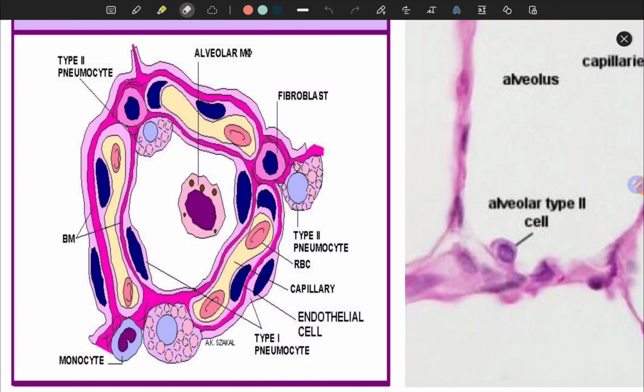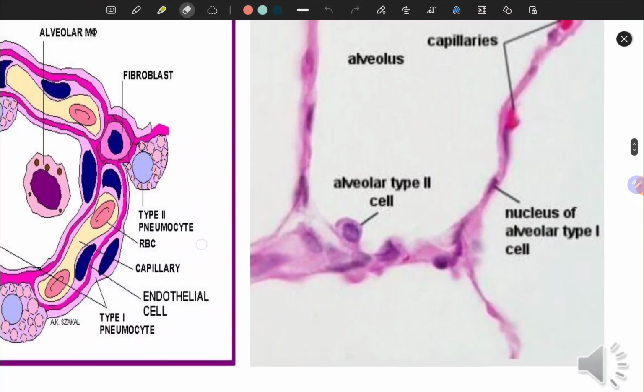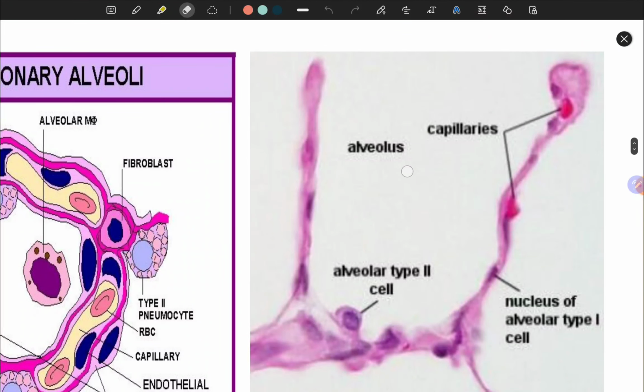On the left side, you can see the sac here. This is the cavity of the sac. This is the wall of the alveolus, or the wall of the sac. You can see a group of nuclei, attenuated nuclei. This is one nucleus. This is another. This one is another. These are the nuclei of the pneumocyte type 1, which is the main cell.